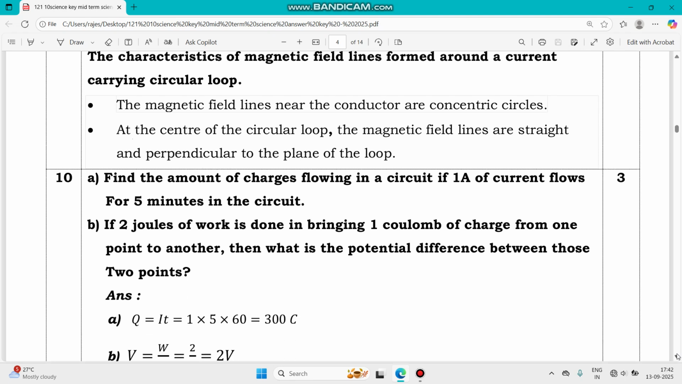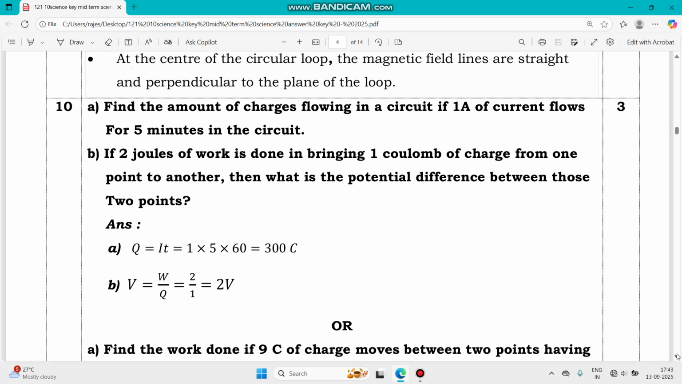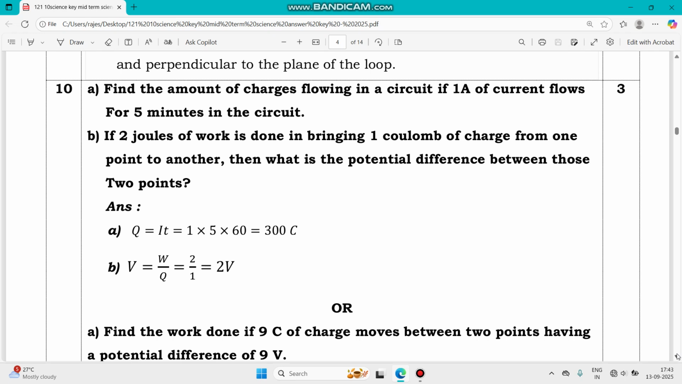Find the amount of charge flowing in a circuit if 1 ampere of current flows for 5 minutes in the circuit. So another one is, if 2 joules of work is done in bringing 1 coulomb of charge from one point to another, then what is the potential difference between those 2 points? So you are seeing the solution.